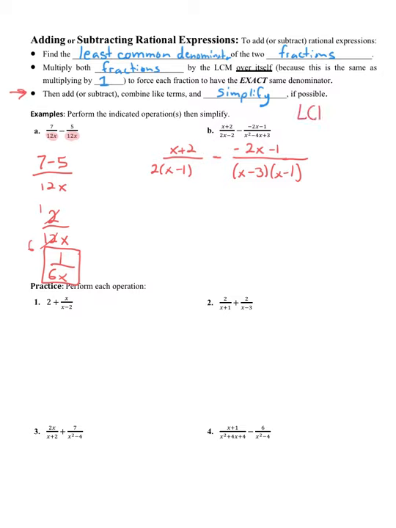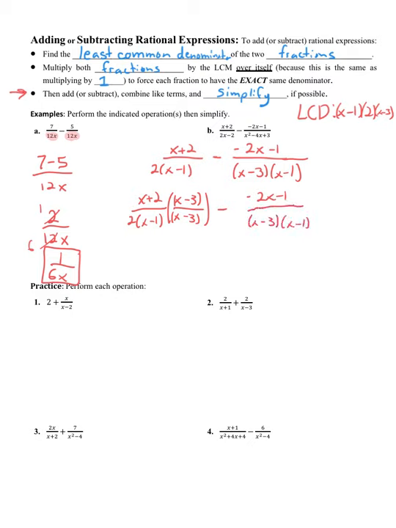So now identify my least common denominator. Both sides are going to have an x minus 1. Left side's going to have a 2. Right side's going to have an x minus 3. So my least common denominator needs to be multiplied by x minus 3 on both sides. My left side does. And my right side, I have this minus 2x minus 1 over x minus 3, x minus 1. That needs to be multiplied by 2 on both the numerator and denominator.